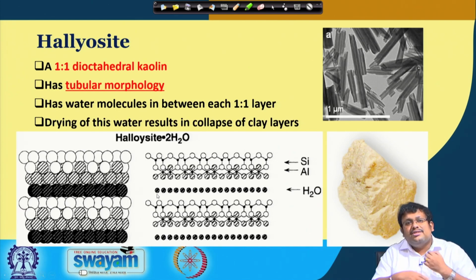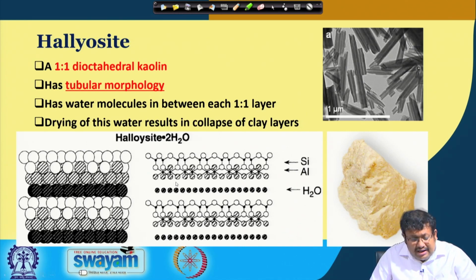When we dry this water, the mineral collapses and produces a tube-like structure because of rolling. As a result of dehydration of this water layer from the interlayer space, the hexagonal plate-like structure will roll and produce this tubular structure, and this tube-like structure is the most distinguishing feature of halloysite.